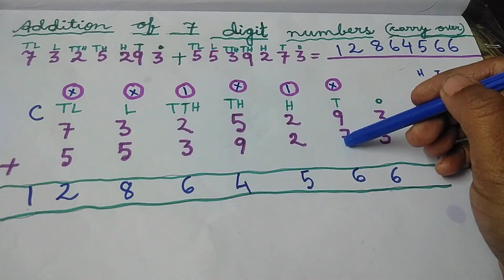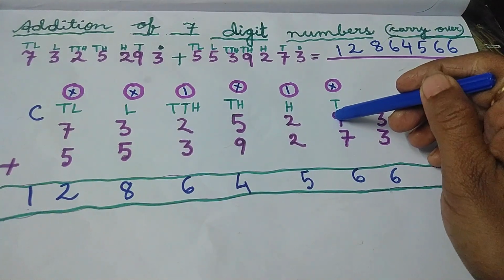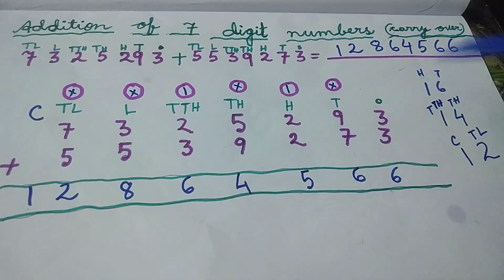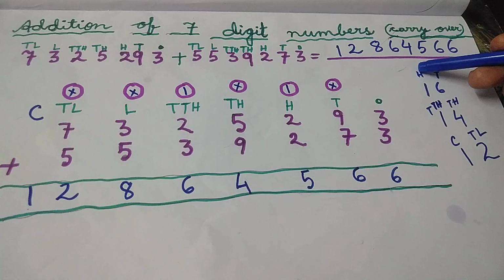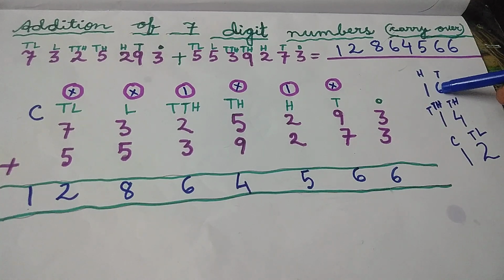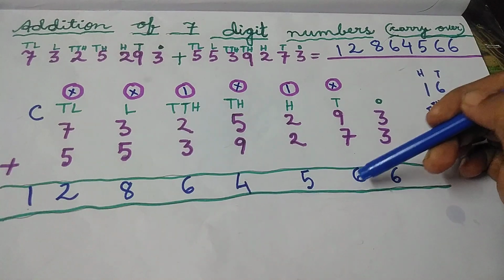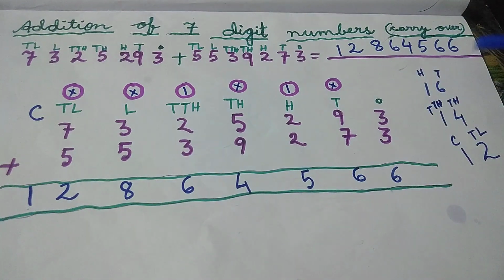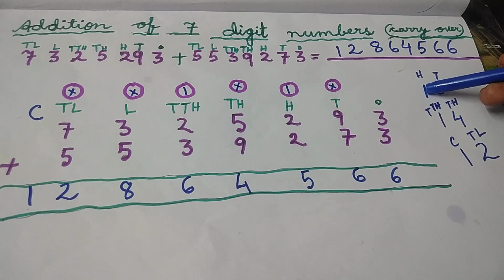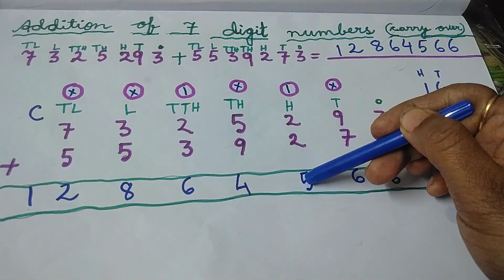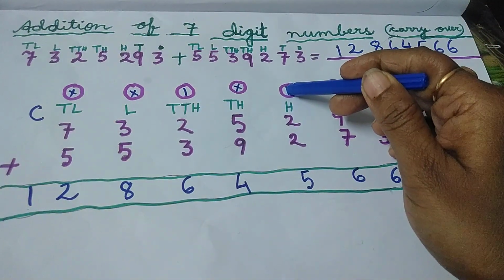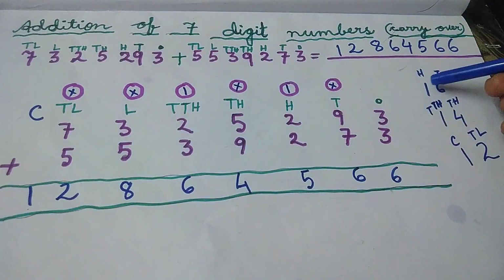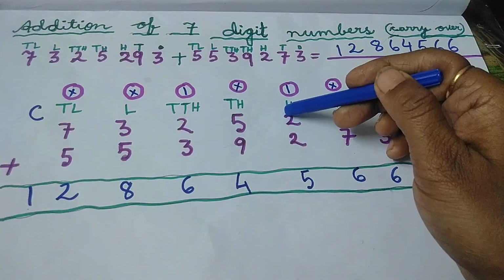Now add these two digits. 9 plus 7 is equal to 16. 6 belongs to 10's place, 1 belongs to 100's place. So write 6 in the tens column, and where to write 1? We will write 1 over here. No, we will make a separate room for this one. Okay. We will carry 1 to the hundreds place.